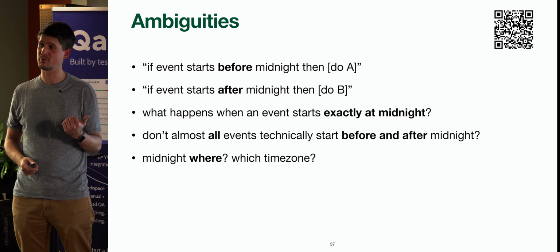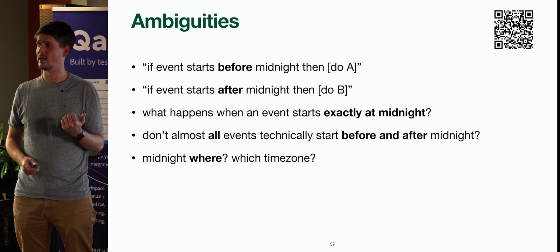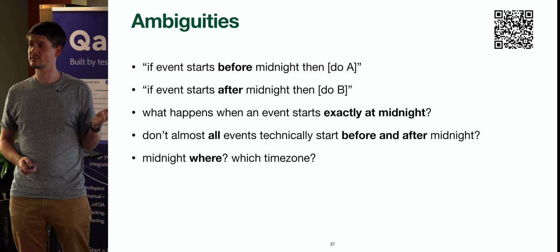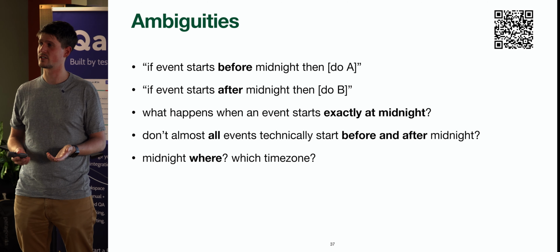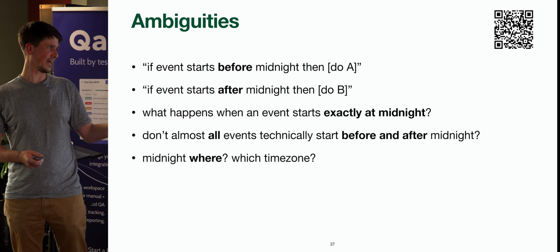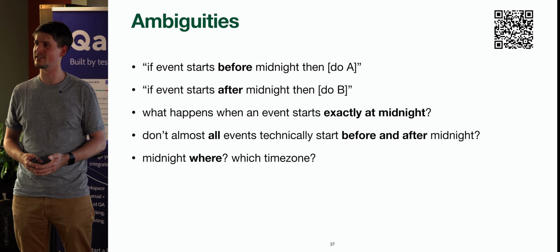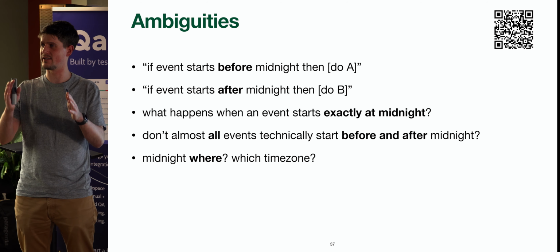Yeah, this was an example of poor requirements, actually. This is about ambiguities. Things are uncertain. You don't know what this actually means. As was pointed out, all events start before and after midnight. So what are we talking about? We need to define intervals.